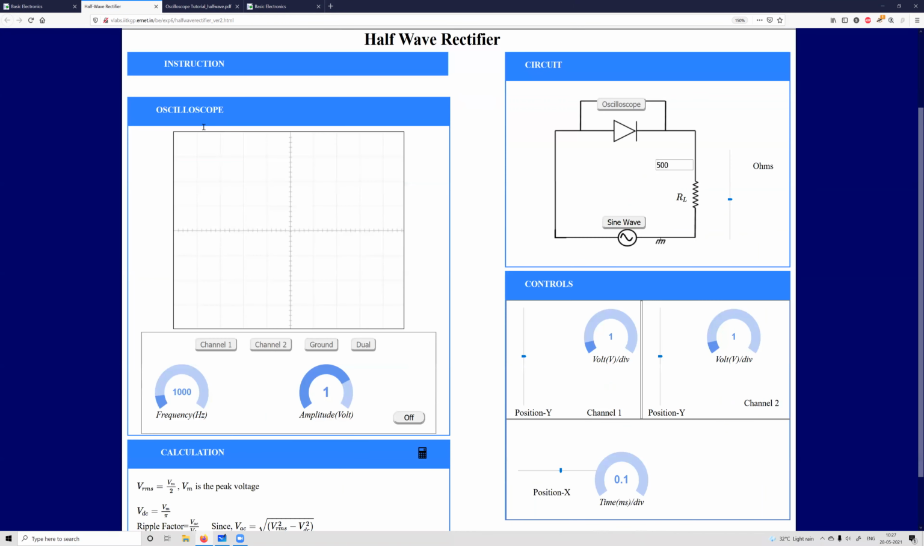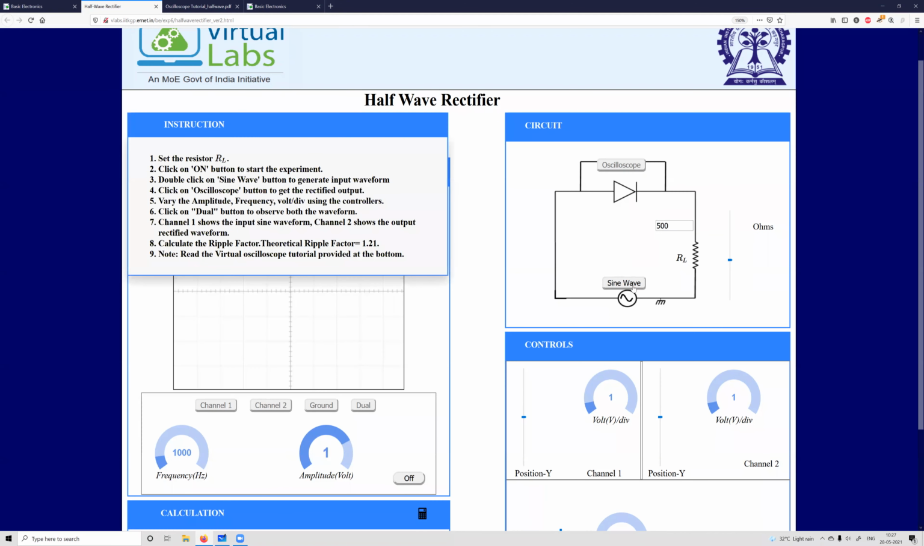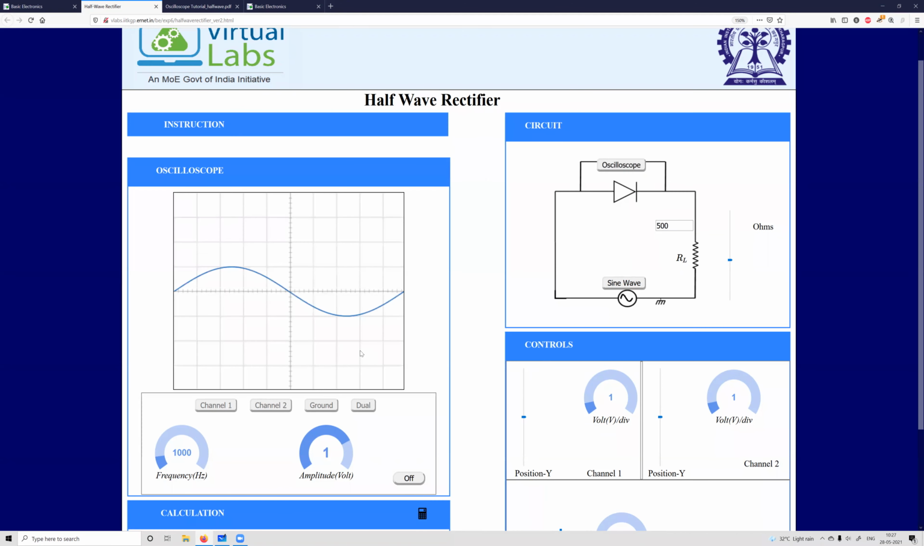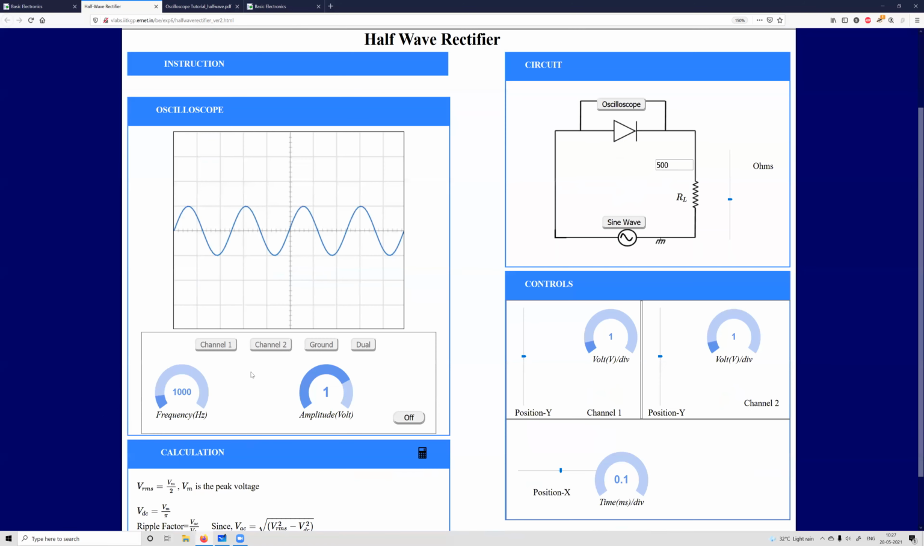Then turn on the sine wave. See the input. Next, we double click the oscilloscope and see the output.